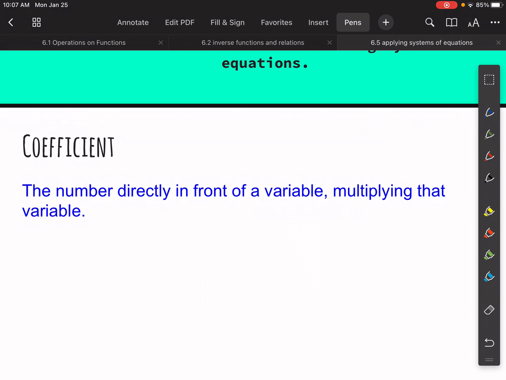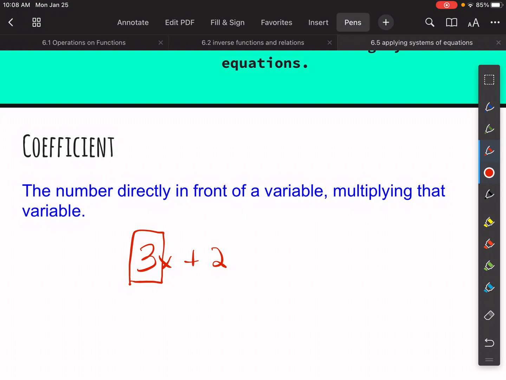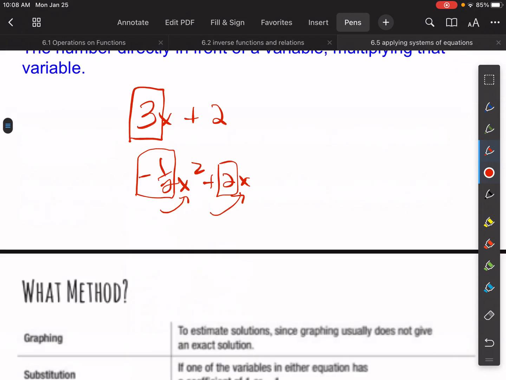Really quick, I want to get into a little bit of terminology. A coefficient is a number that is directly in front of a variable, multiplying that variable. So if I said something like 3x plus 2, the coefficient here of x is the 3, the number that is in front of the variable. Okay, so if I had negative 1/2 x squared plus 2x, we have a coefficient here of negative 1/2 for x squared, and then I have a coefficient of 2 on the x term. Okay, so those are coefficients.